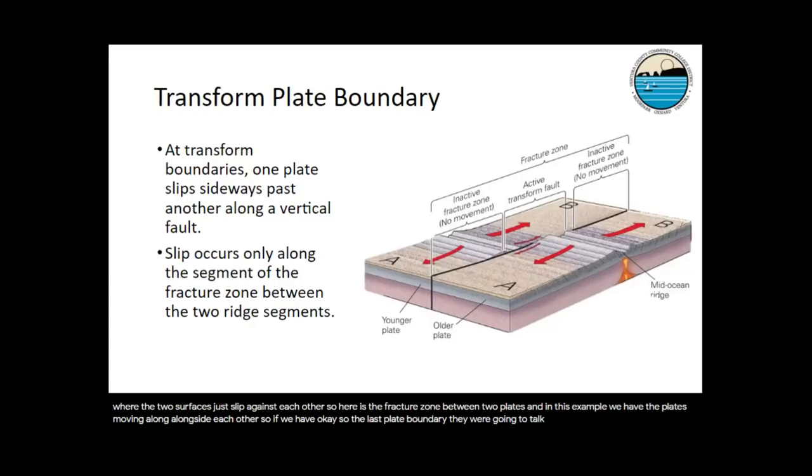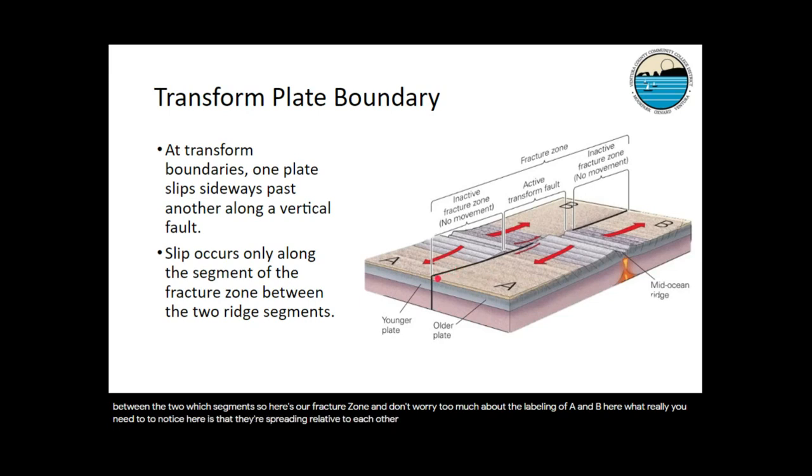That we're going to talk about is a transform plate boundary. At transform boundaries, one plate slips past the other along a vertical fault. And the slip occurs along the segment of the fracture zone between the two ridge segments. So here's our fracture zone. And don't worry too much about the labeling of A and B here. What you really need to notice here is that they're spreading relative to each other.